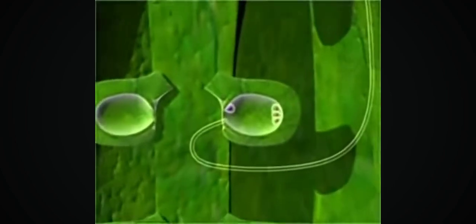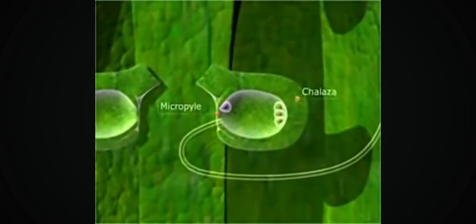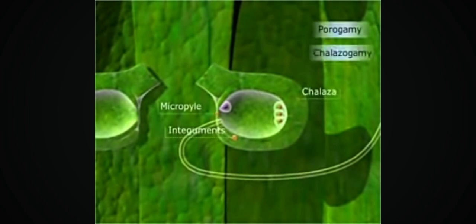The entry of the pollen tube into the ovule through the micropyle, chalaza, or integuments is known as porogamy, chalazogamy, and mesogamy respectively. Porogamy is the most common out of these.